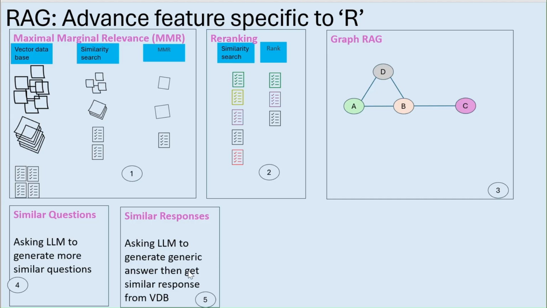Now, number 5. You have the question, and you directly ask the LLM to give you some answer. The LLM has been trained on a vast amount of data, so it will definitely give you an answer. You then use that answer to find the relevant context from your vector database, and this way you will be able to get the similarity. All these things we are going to practice in the advanced part of RAG.